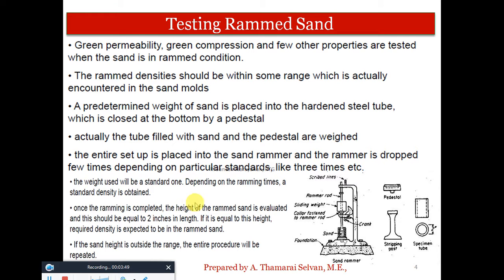Once the ramming is completed, the height of the rammed sand is evaluated, and this should be equal to 2 inches in length. If it is equal to that height, the required density is expected to be in the rammed sand. So the density is calibrated with respect to the height. If the sand height is outside the range, the entire procedure will be repeated again.